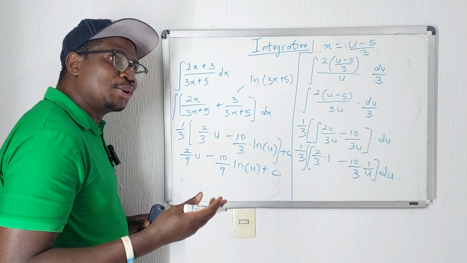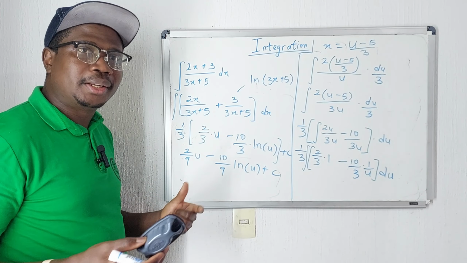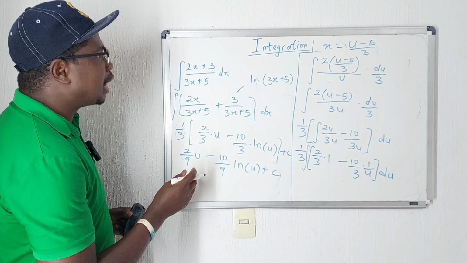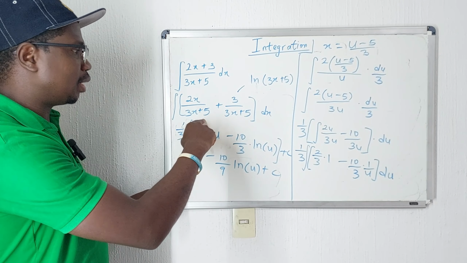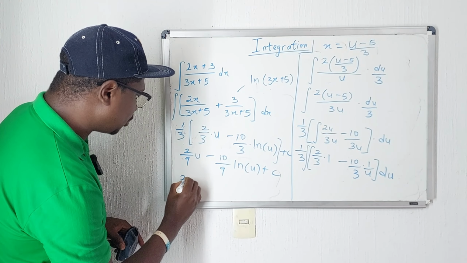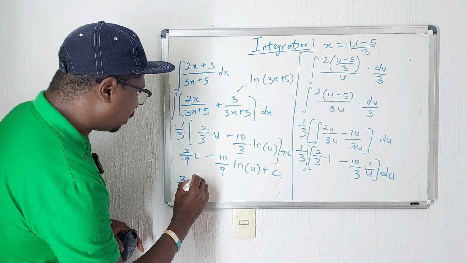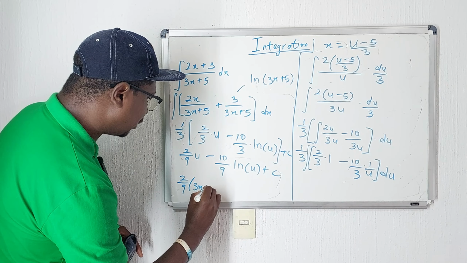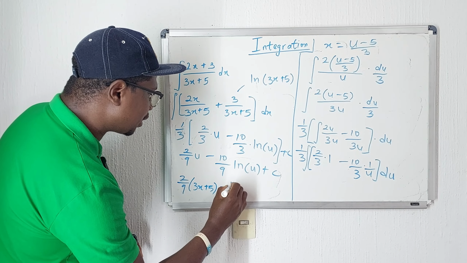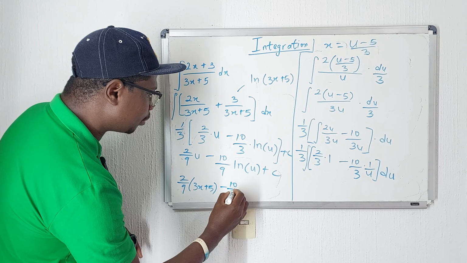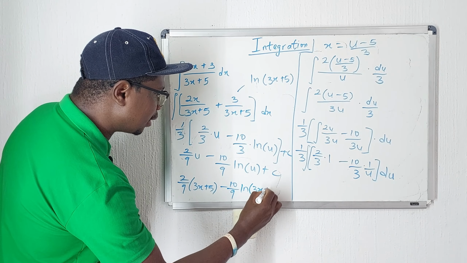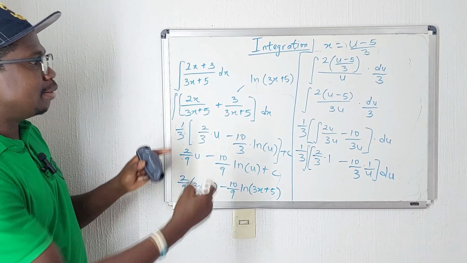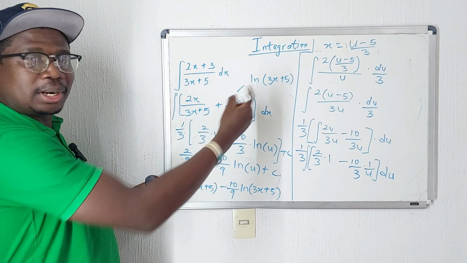Are you following? It looks complex, but it's very simple. Just follow the particular pattern. And remember I said let u be what? 3x plus 5. So I can say 2 over 9 into 3x plus 5 minus 10 over 9 into what? ln of 3x plus 5. Remember this one here? I want to add it to it.